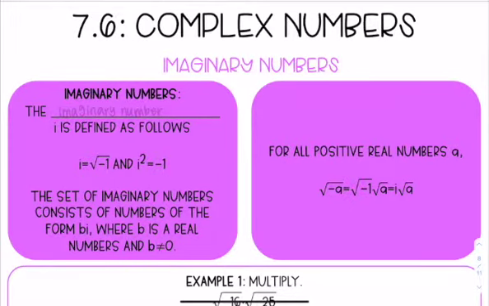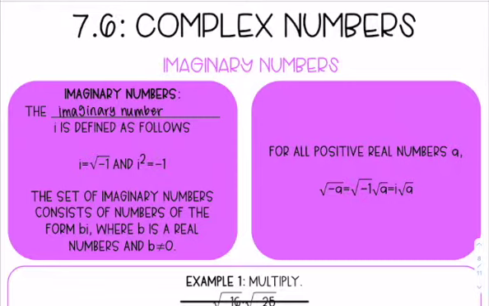In section 7.6, we're looking at complex numbers. So the first thing we need to define is imaginary numbers. And so the imaginary number, and we use i to denote the imaginary number, is defined as follows. i is equal to the square root of -1, and i squared is equal to -1.